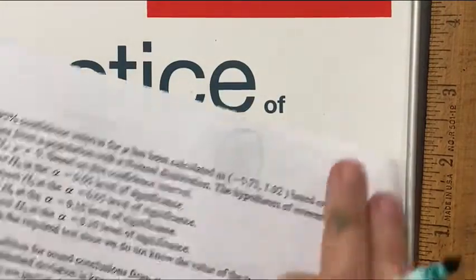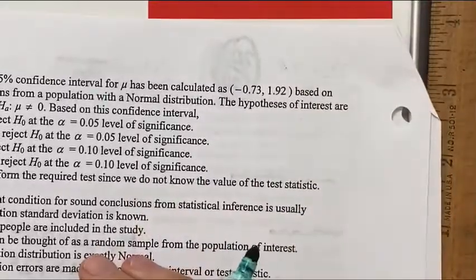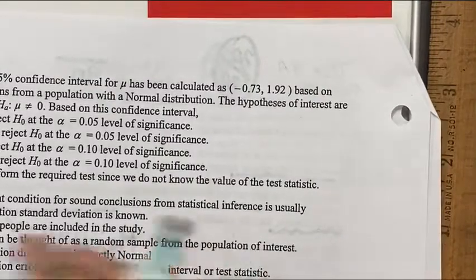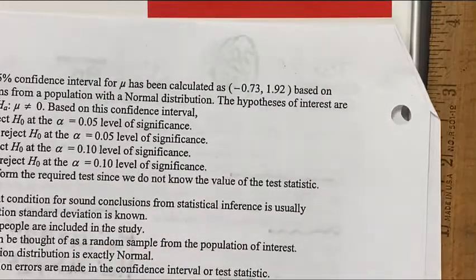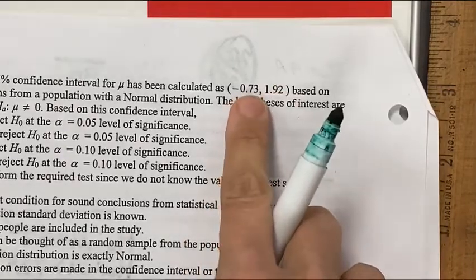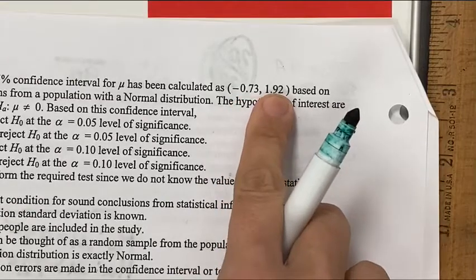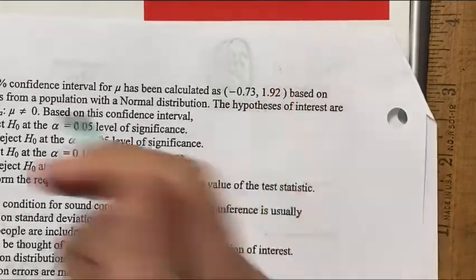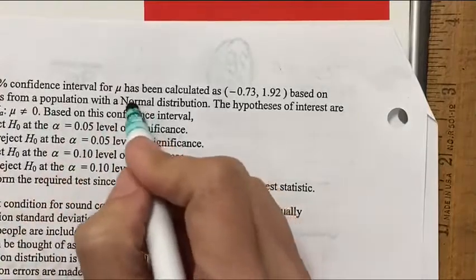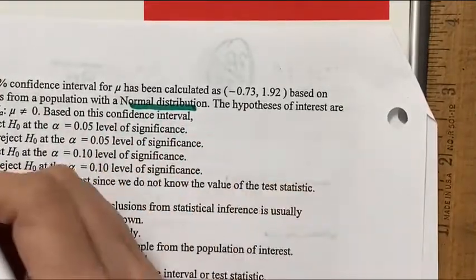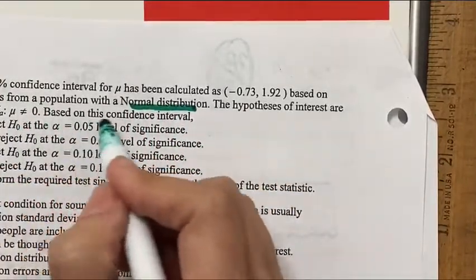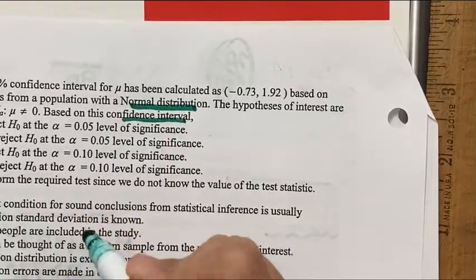So question number 5 states, if we had an approximate 95% confidence interval for mu and it was calculated, then that means we're 95% confident that the interval ranges between negative 73 and 1.92. Now, based on these 15 observations, the distribution is normal, the hypothesis is this. Based on this confidence interval, what happens?